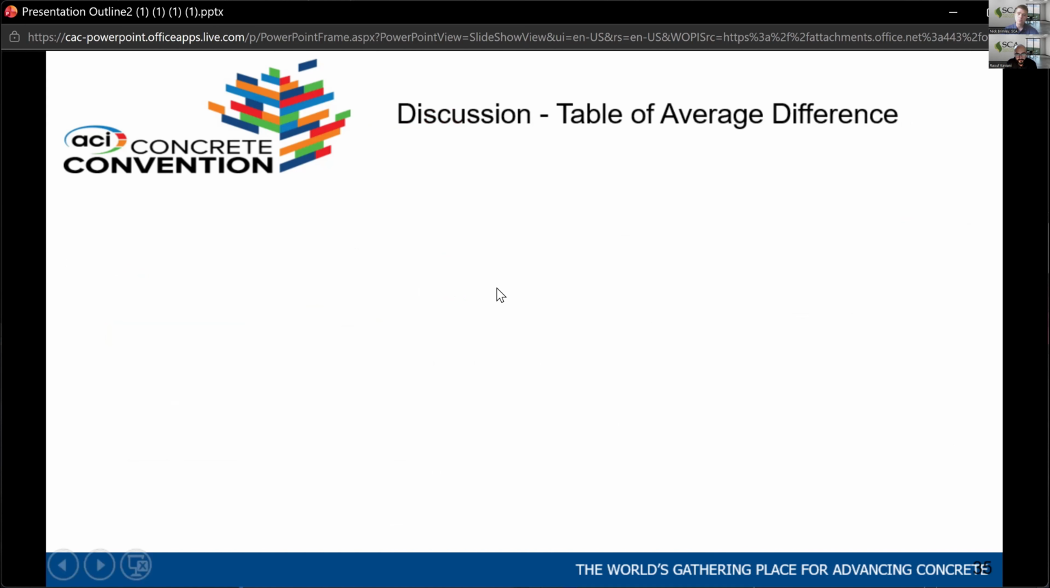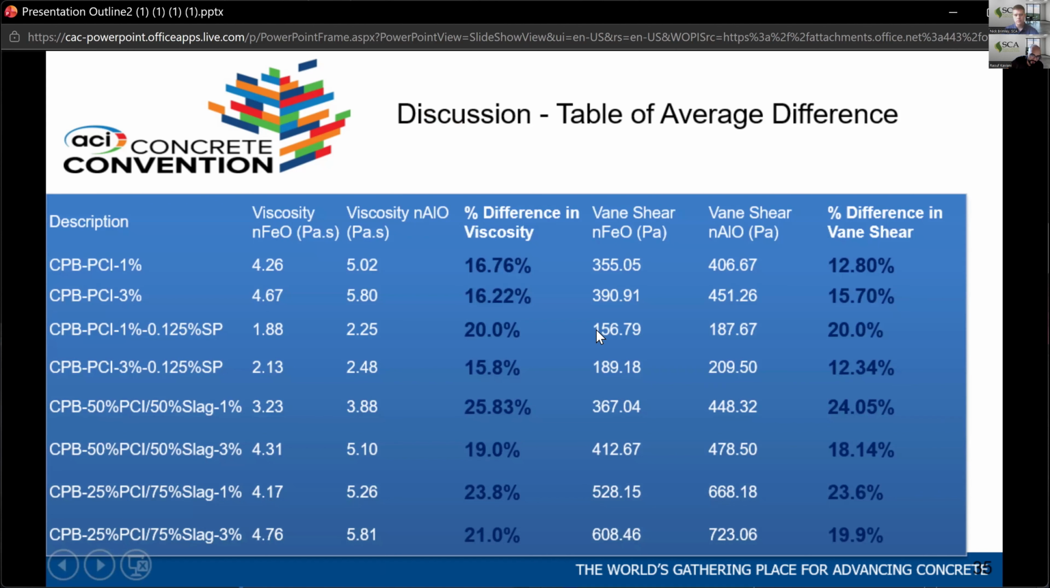And then the discussion last. These are the numbers. You saw everything in graphs, but these are with numbers. The difference in viscosity is 16% when you add 1% of nanoparticles, and then the shear strength difference is 12%, and so on. When you add 3% of nanoparticles, the difference would be higher, like viscosity. The shear is 15% now, and so on.